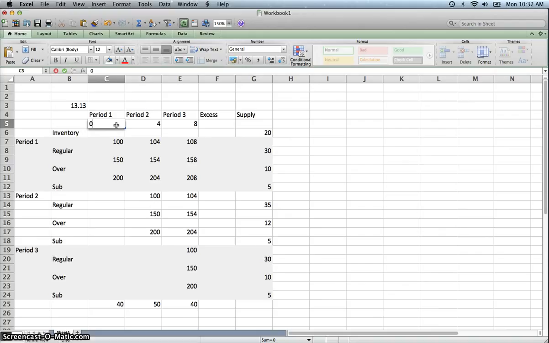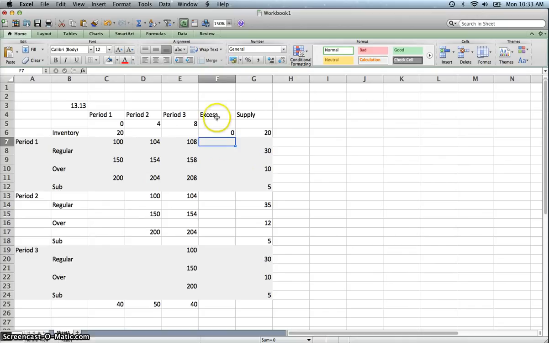Let me put a 0 in there so that you see that there. We have to produce 40, or the demand is 40 units. Well, we have 20 in beginning inventory. So let's go ahead and use that 20 in beginning inventory. So that would leave us none. We used up all of the 20.